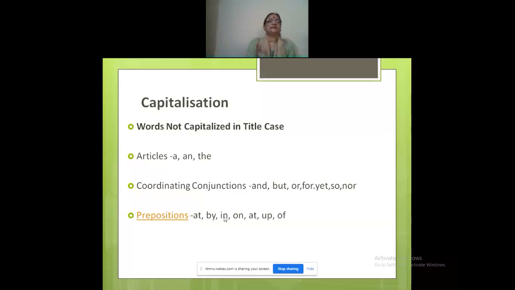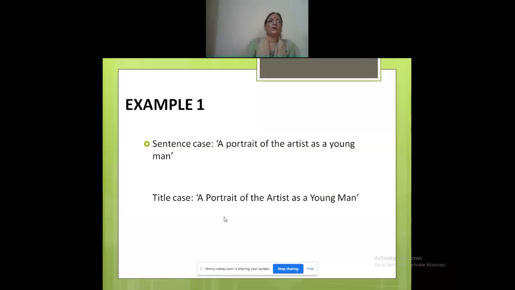In that case, a and the will be capitalized only when they are in the beginning of the title. If they are in the middle of the title, you need not capitalize them. That is the rule. Okay, so ये sentence case है, a portrait of the artist as a young man. तो a portrait capital और बाकी सब आपके लोअर केस में आ गए.